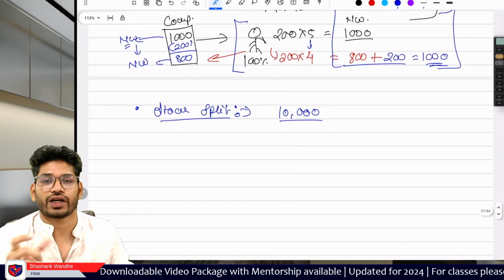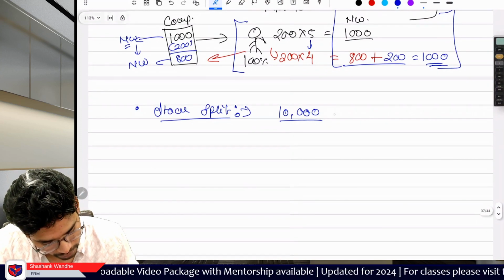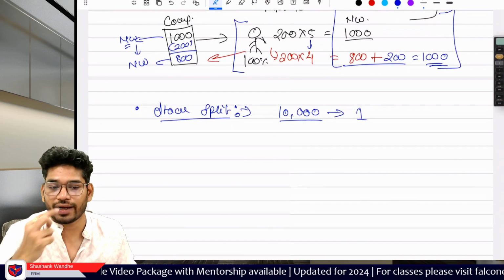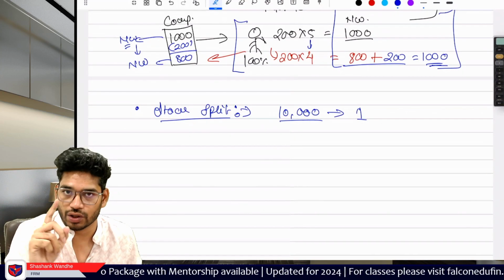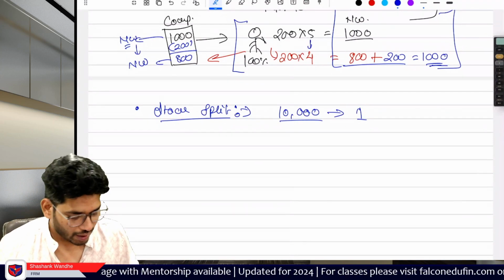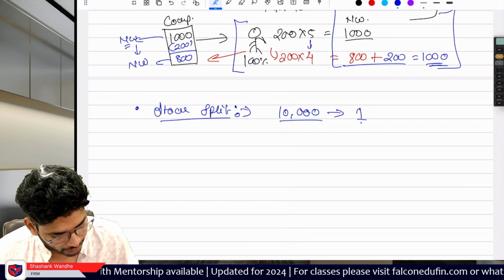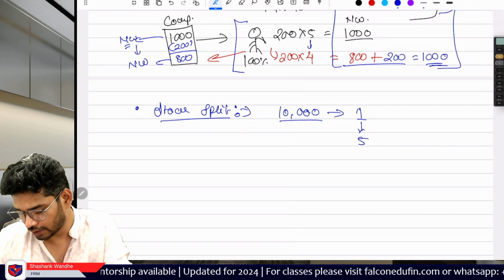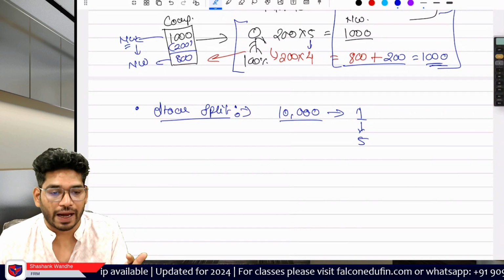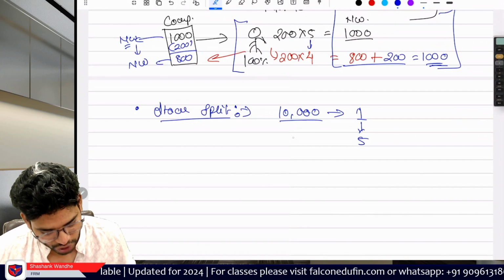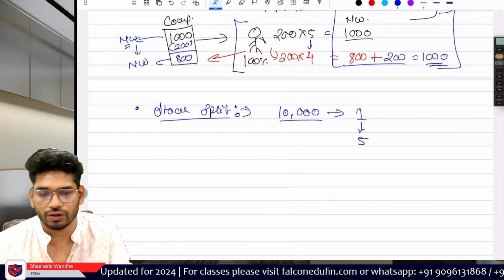Company splits share. Okay, so now if say a share's value is 10,000, one share's value is 10,000, the company will split this one share into say 5 shares. If the company splits these shares into 5 shares, so one share is split into 5 shares.